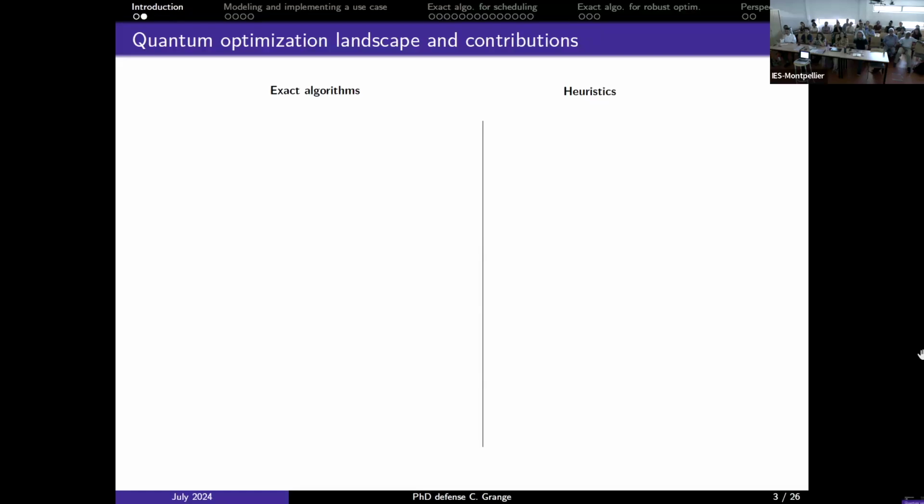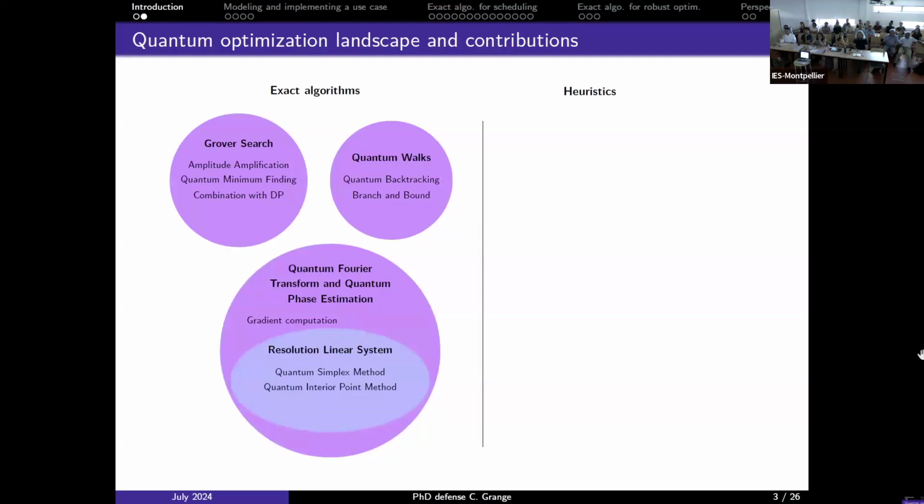Heuristics are algorithms that do not always provide the optimal solution for general cases. Sometimes we have bounds on the quality of the solution that they return, but it's not always the optimal one. So what about the exact algorithms? Well, we have many exact algorithms that are based on quantum subroutines. One of the famous ones is Grover search, as I said before, and amplitude amplification or quantum minimum finding, or even the combination of dynamic programming and Grover search, which stems from this subroutine.